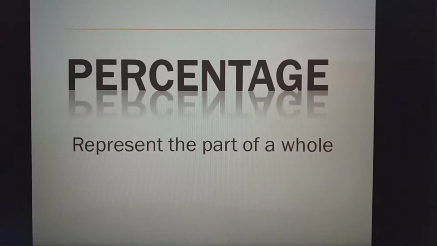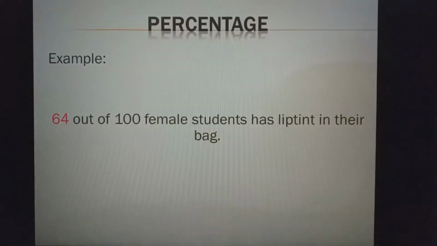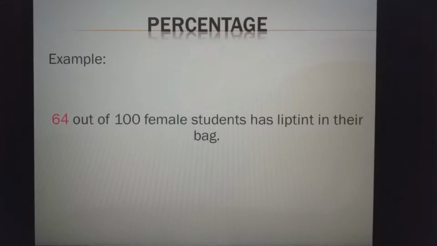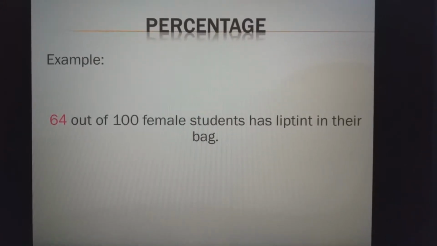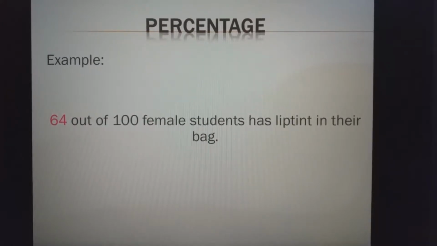The last one is the percentage. Percentage represents the part of a whole. It may be hard for you to identify the percentage in the given problem. So let's take a look at this example. 64 out of 100 female students have lip tint in their bag. The number 100 represents the total of female students, while the 64 represents the number of students that have lip tint in their bag. It is part of the 100 female students. So the percentage is 64.